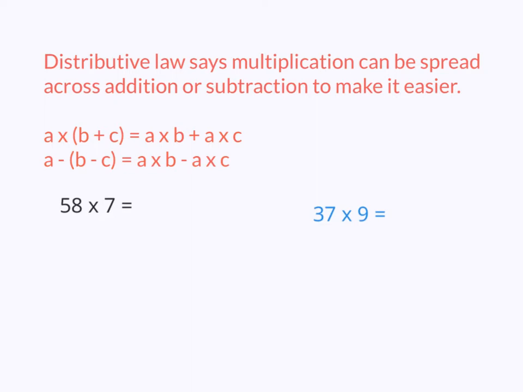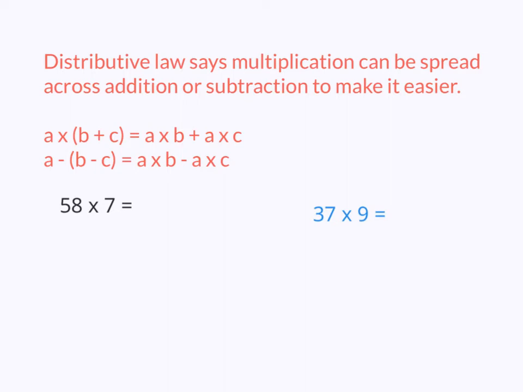The second law is the distributive law, and this says that we can spread the multiplication out across addition or subtraction to make it easier. This is often called a split strategy when we spread it across addition, and it's usually called compensation if we spread it across subtraction. So this is how it works.